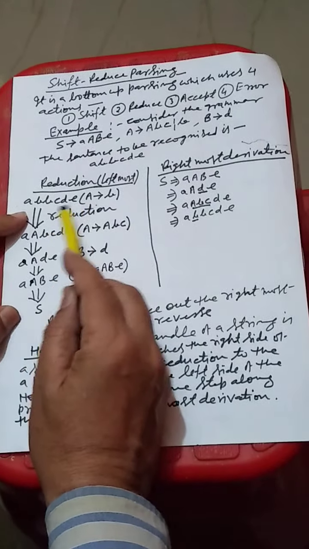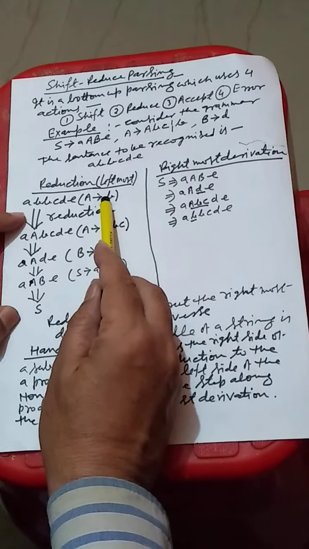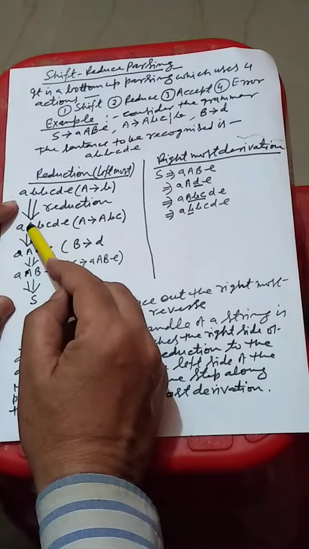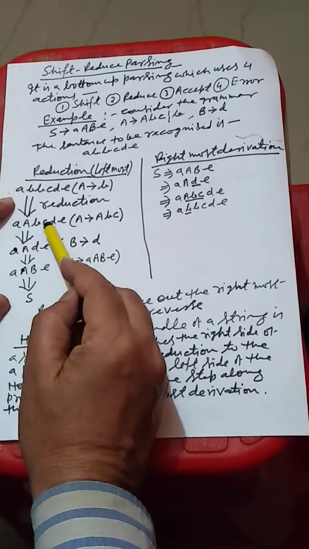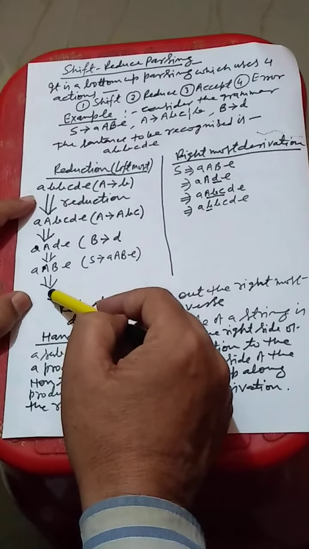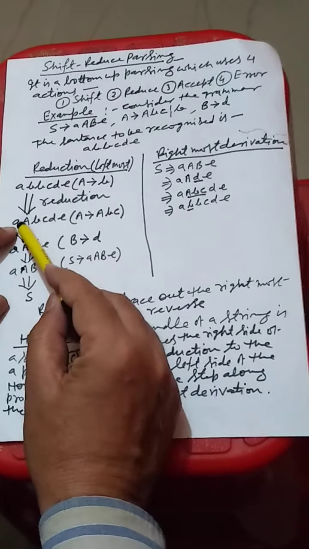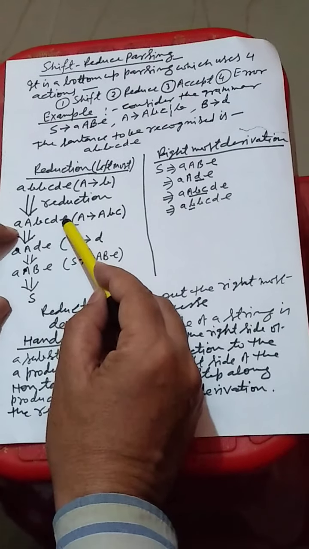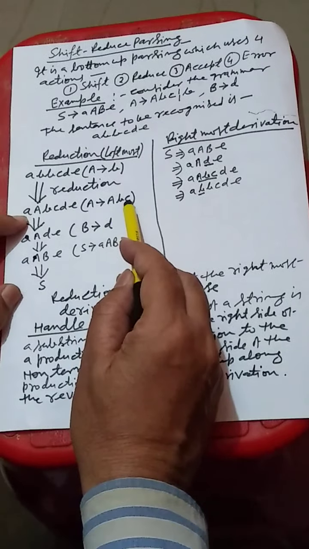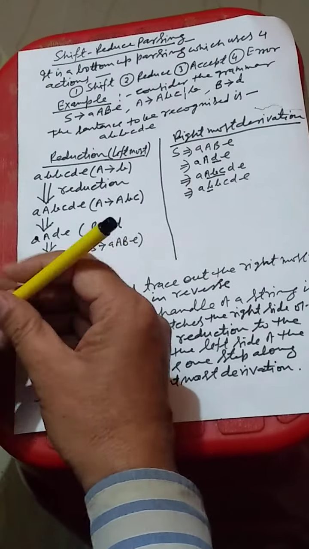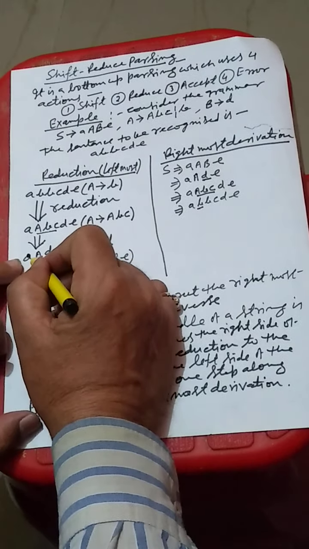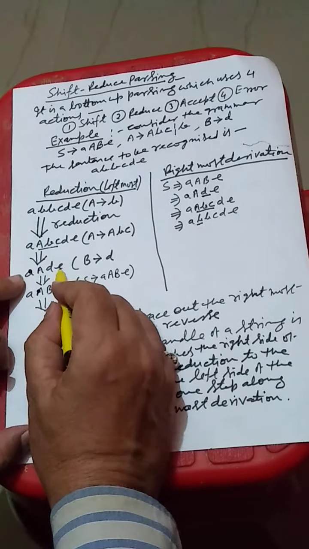Here we will apply this reduction: A produces b. So this b will be replaced by capital A. We will get a A b c d e. This is reduction. Here we are going by the reduction process. And we will use the production rule A produces A b c. So this A b c will be reduced by A here. So we will get a A d e.